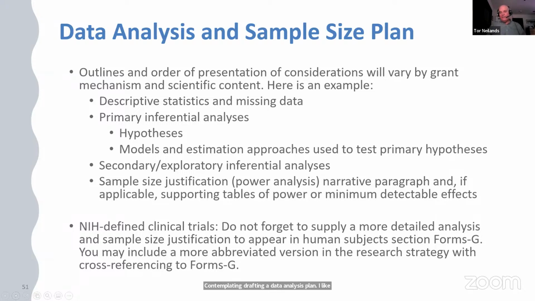I like to start with saying what sort of descriptive statistics will be generated, and missing data, how will that be considered as part of an overall data assessment step, an initial data assessment step, essentially. And then once we have moved from data assessment and descriptive statistics, we then move to a paragraph that discusses primary inferential analyses, including a restatement, if they've been stated earlier, of the hypotheses. And then underneath that, a description of the models, the statistical models and estimation approaches used to test primary hypotheses.